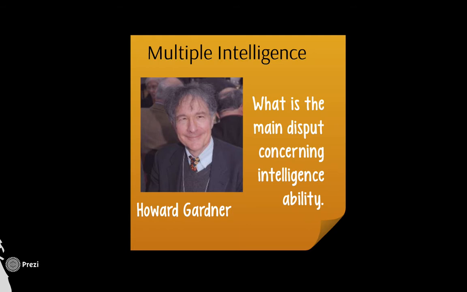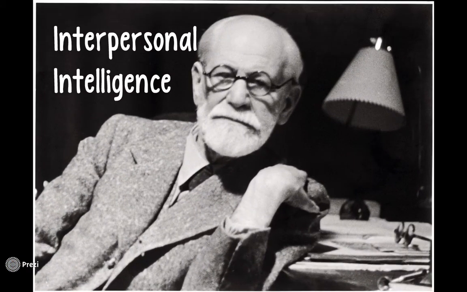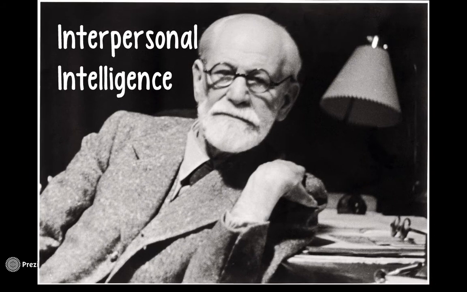There is a giant dispute or issue that people have with multiple intelligence. He disputes the idea that there can be just one single intelligence, and claims that people may have multiple. He claimed that there actually exist nine multiple intelligences. The first one is interpersonal intelligence, and the reason I picked Freud is because Freud is all about the conscious and subconscious mind and underlying motivations. And so interpersonal intelligence is sensitivity to the feelings of others and understanding the motivation of others.